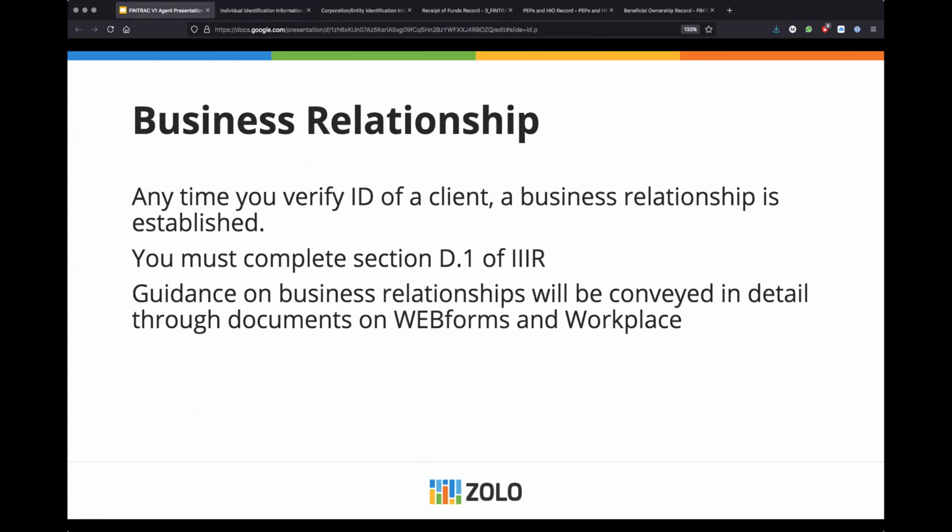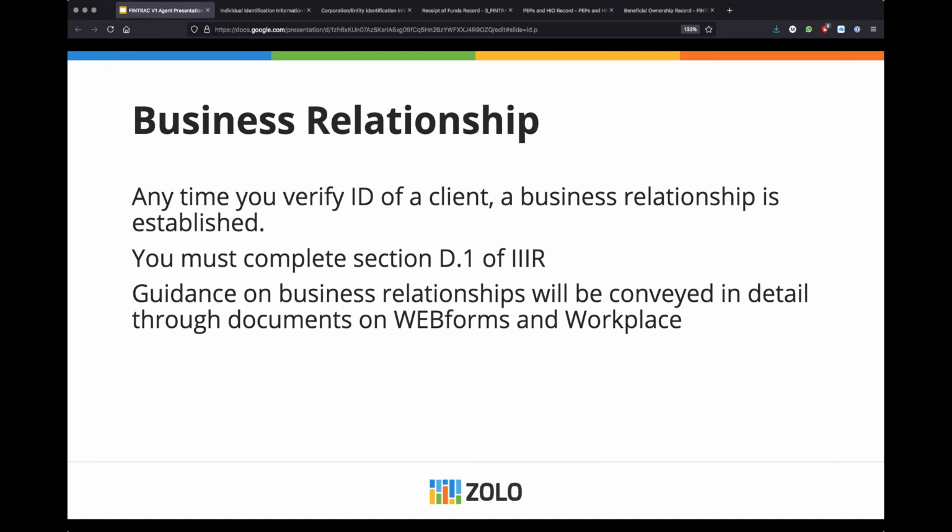Essentially, because of the nature of Zolo's real estate business, it's extremely difficult for us to assume that we're in a business relationship with every single client we deal with, just because there are thousands of leads daily that are assigned to agents or are making inquiries. And if we assume we're in a business relationship with every one of them, then we would have to do reports on anyone making an inquiry, and that's just not possible.